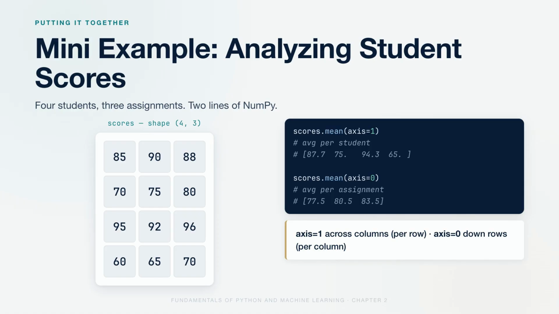This example shows us why arrays are useful. With a few lines of code, we can summarize data and identify patterns. For example, we could ask which student has the highest average, which assignment has the lowest average. Are scores improving from assignment 1 to assignment 3? These are basic data analysis questions, but they are also the beginning of machine learning thinking. Before we train models, we first need to understand the data.